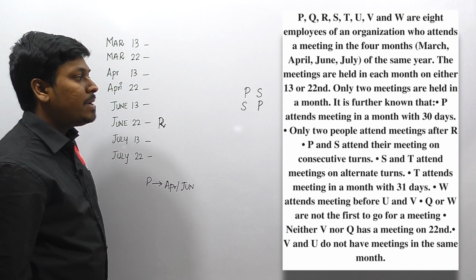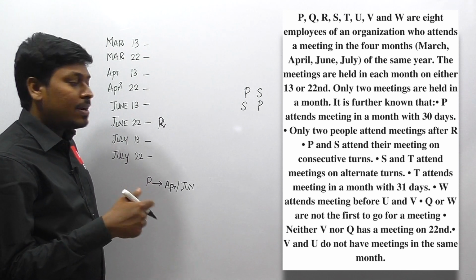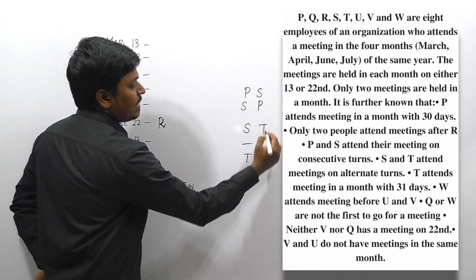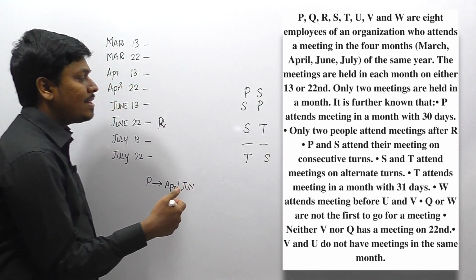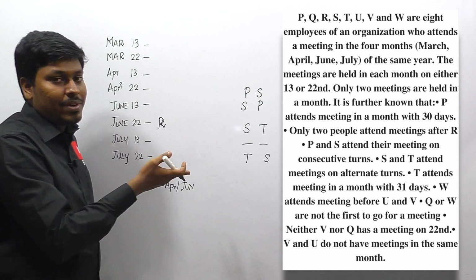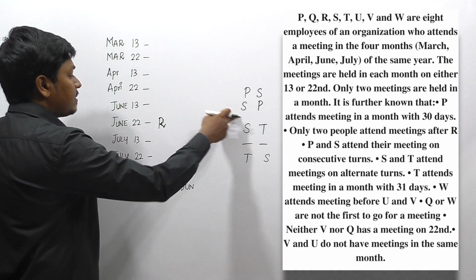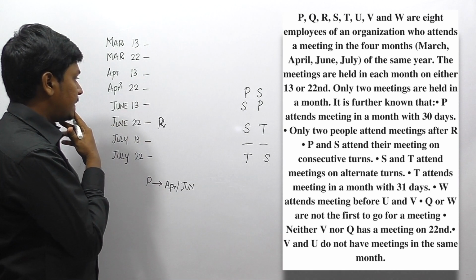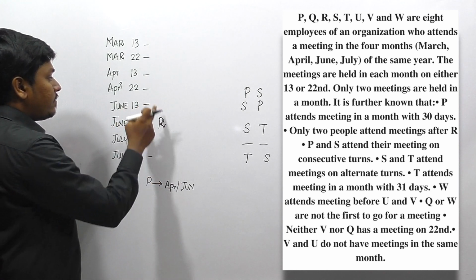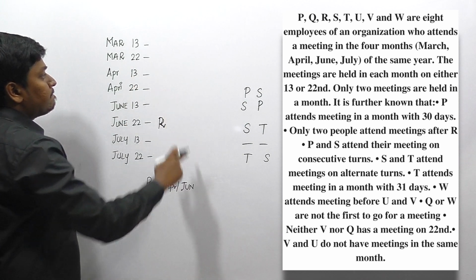S and T attend the meeting on alternate days. So friends, listen here, S and T attending a meeting on alternate days. So there should be a gap of 1 between S and T, or otherwise between T and S. So alternate days, the meaning is there should be a gap of 1 day, right? And we already know that S is here. So if I fix P here, because June month, this should be S and this should be T.